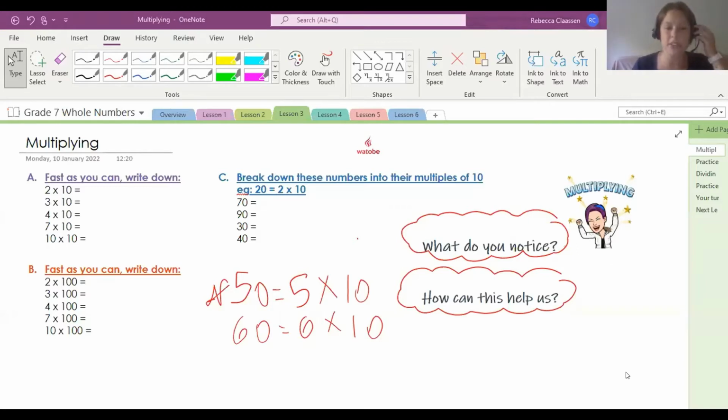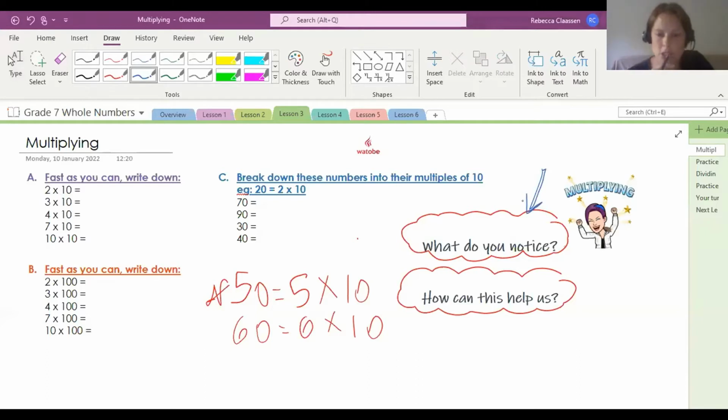So 50 is equal to 10 times what? 10 times 5. 60 is equal to 10 times 6, or 6 times 10. So that's what we're busy doing at the moment. If you have finished, I want you to give some thought to these questions that I've asked over here. Can you see the questions I've asked?